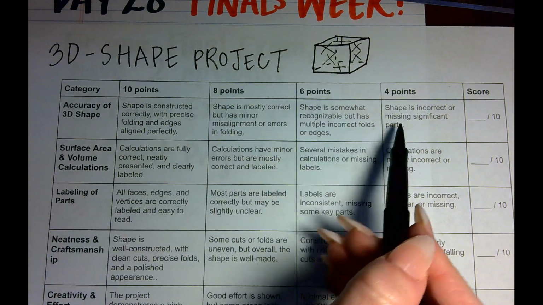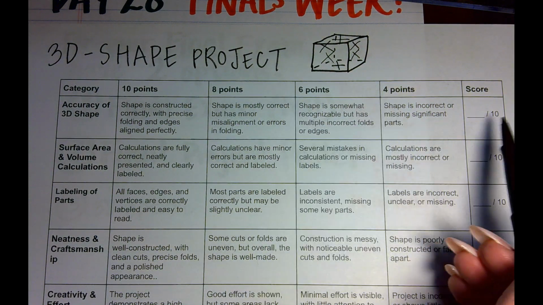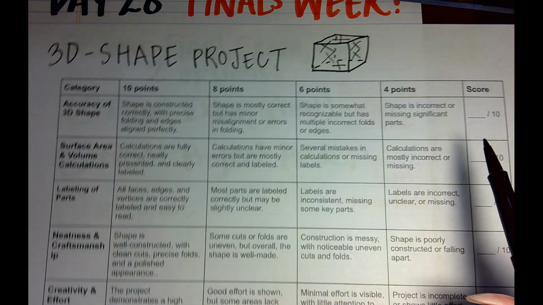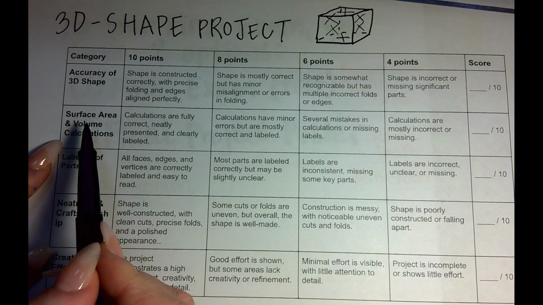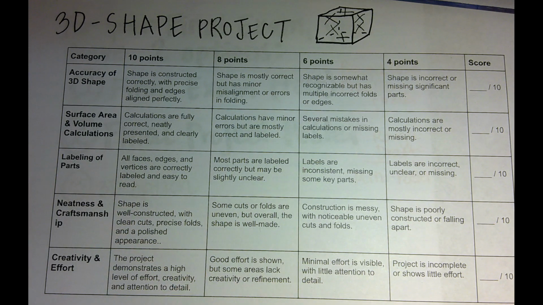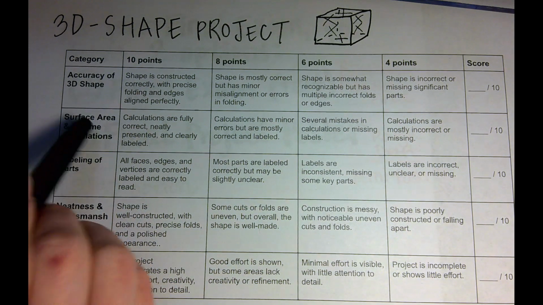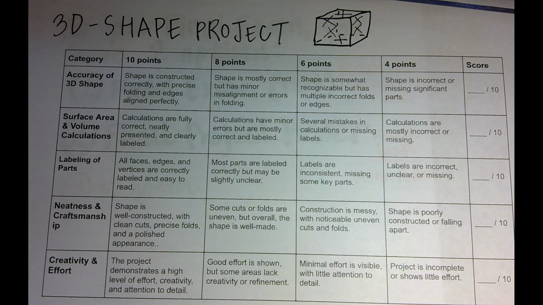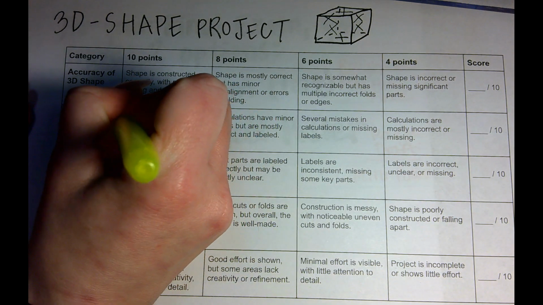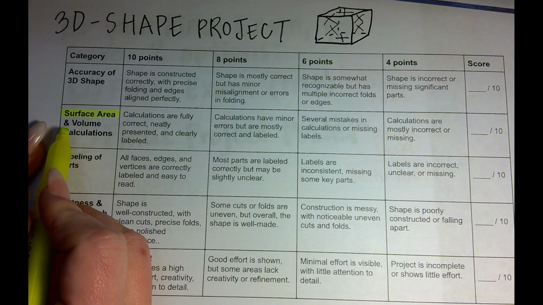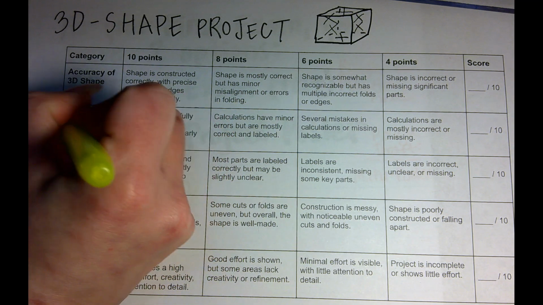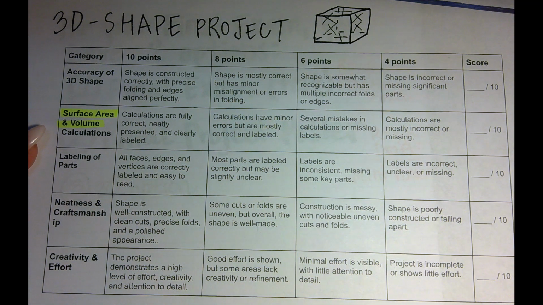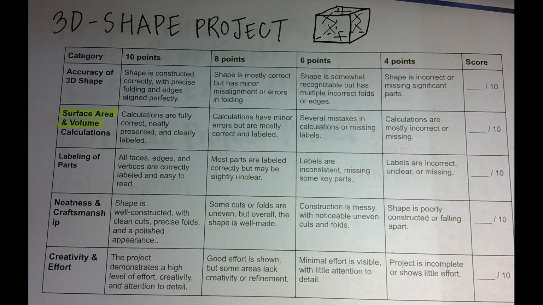And then you can read down the line and see what happens to your points as your accuracy becomes less and less. Your points will do the same. So here are some of the new terms that you will need to practice if you want to do this option. You will need to calculate the surface area and the volume of your shape. What is that? We'll talk about it.